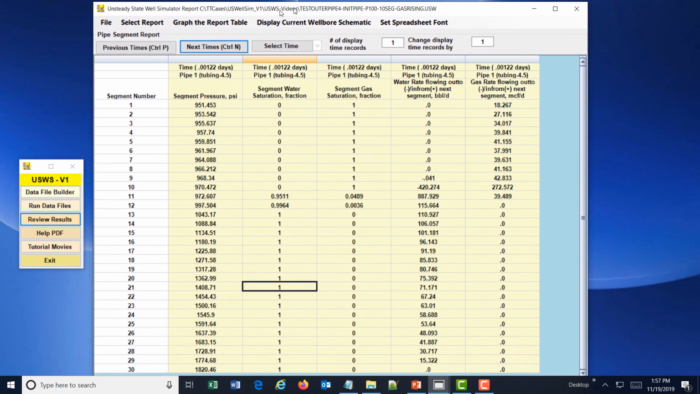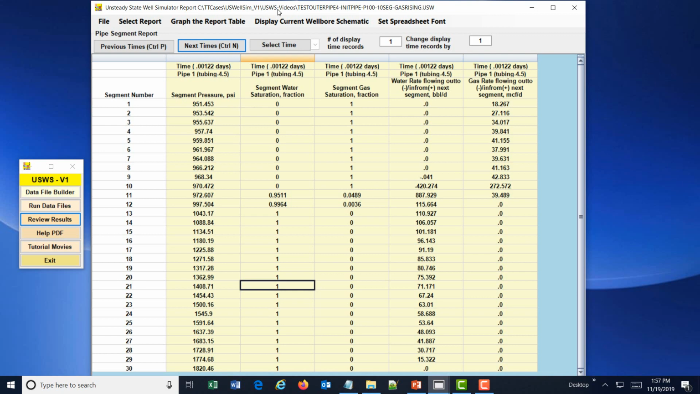So this shows the capability of the unsteady state wellbore simulator to segregate in a countercurrent flow manner the gas and water in the pipe. This is useful for simulating gas-water loading systems.